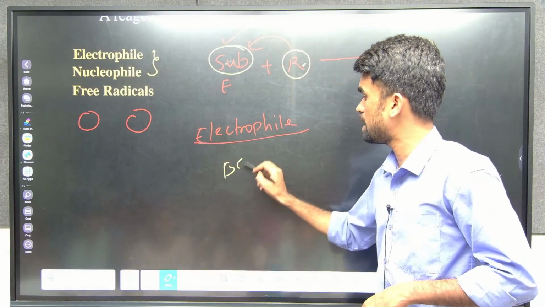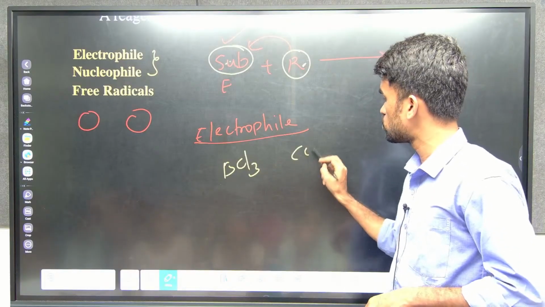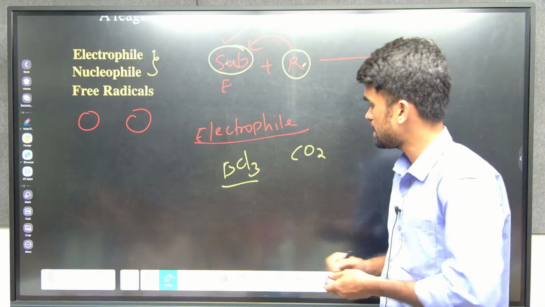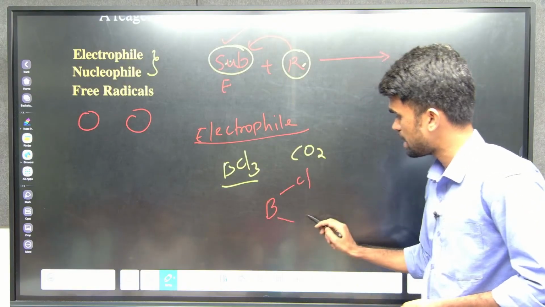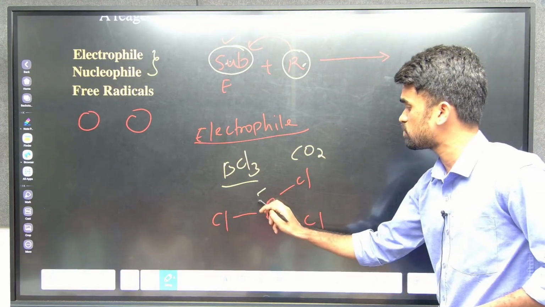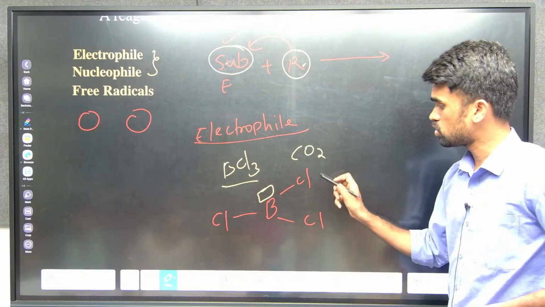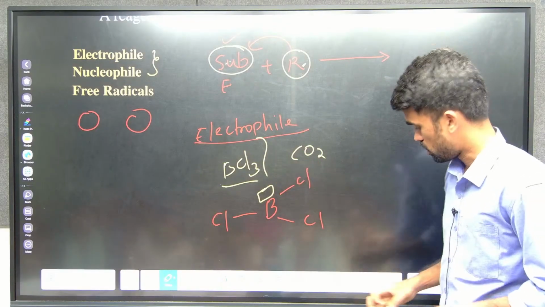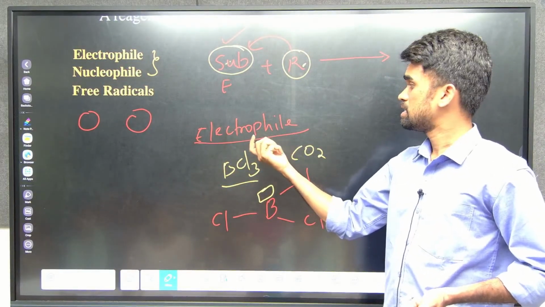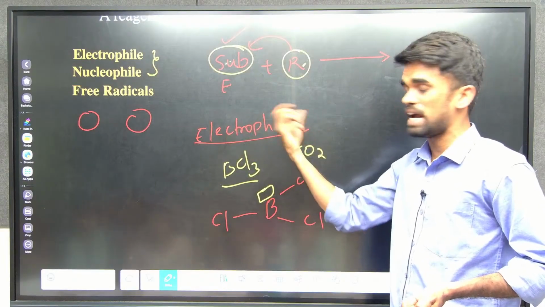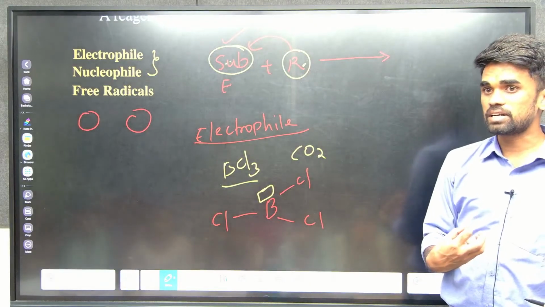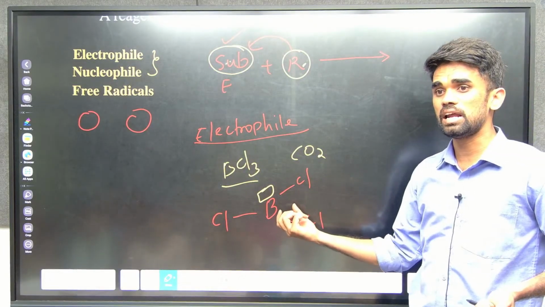Like BCl3, BF3, CO2. See, why is BCl3 an electrophile? See here, B with Cl, Cl, Cl. Like this we have. So how many electrons are there? 6. It means there is one vacant orbital on the boron, so electrons can be accepted. So I can say BCl3 is the best example of an electrophile. See, phile means attraction, electron attraction. So there are some species which attract electrons, and I can call those species electrophiles.